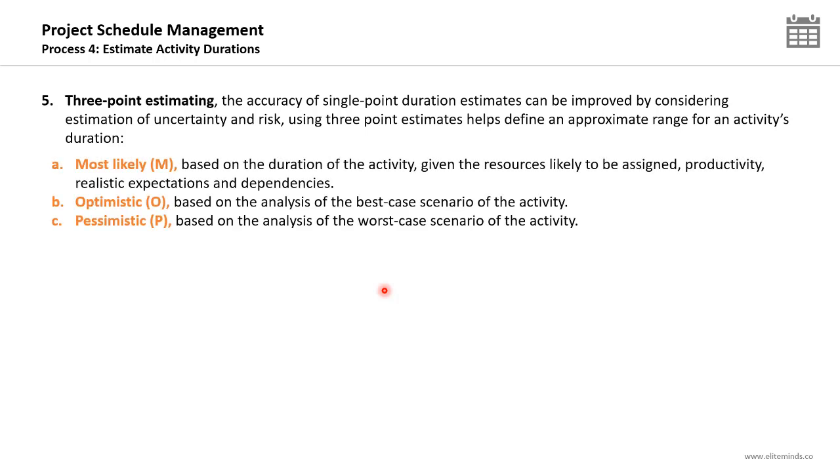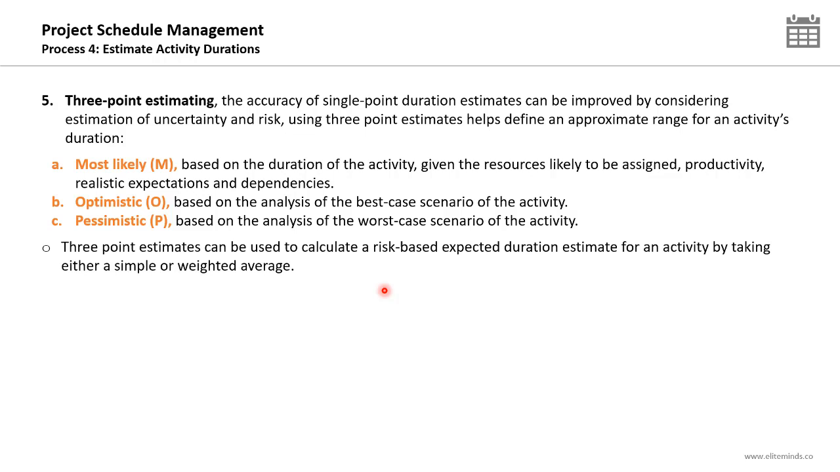The first one is the most likely estimate, based on the duration of the activity given the resources likely to be assigned, productivity, realistic expectations, and dependencies. So this is the most likely estimate for an activity to be completed. The optimistic estimate is based on the analysis of the best-case scenario of the activity. The pessimistic is based on the analysis of the worst-case scenario of the activity. So for each activity, the estimator will provide us with 3 points: the most likely, the optimistic, and the pessimistic.